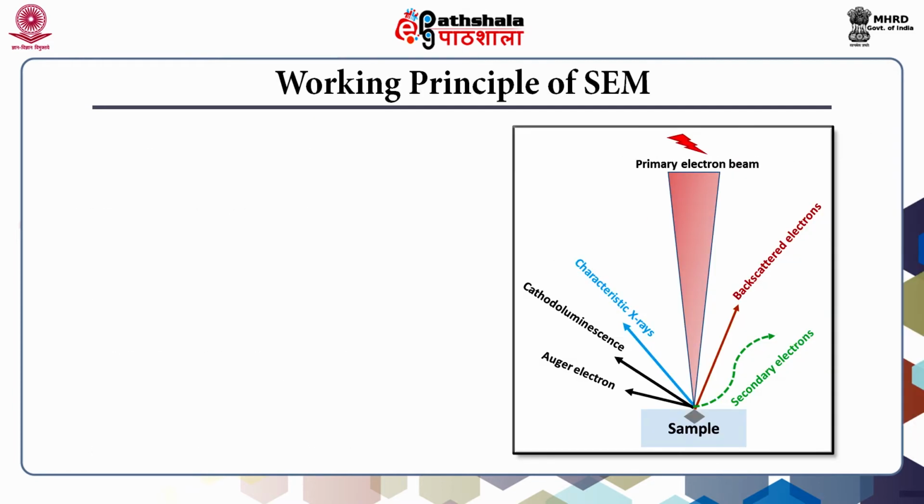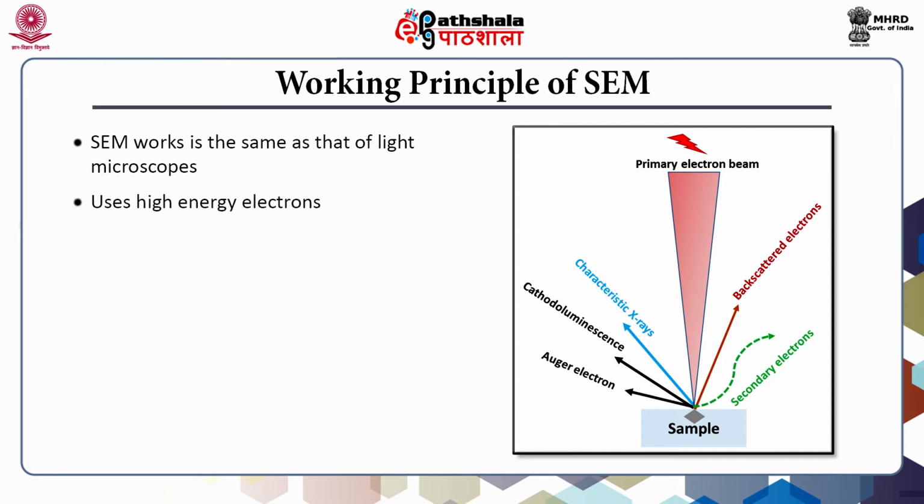The principle on which scanning electron microscopy works is the same as that of the light microscope, but the difference lies in the use of a focused beam of high energy electrons instead of photons. You may note that in light microscopy, the photons are used for the sample visualization. The electrons carry significant kinetic energy.